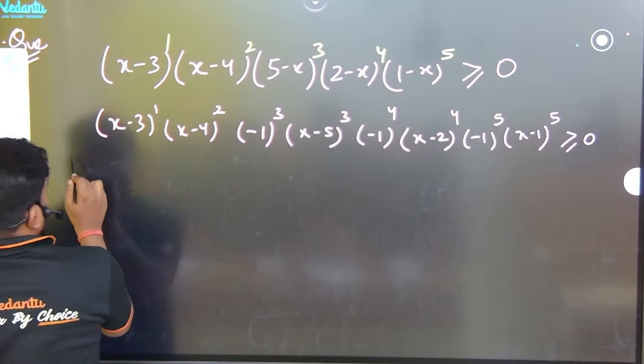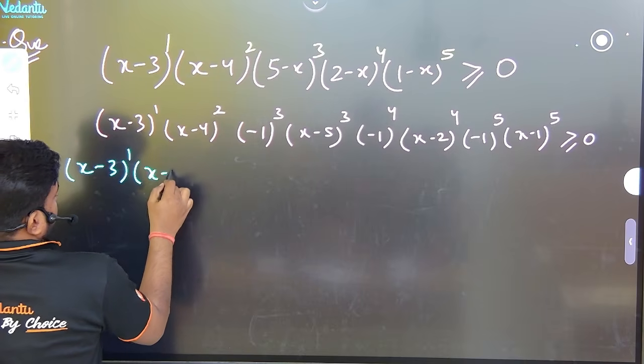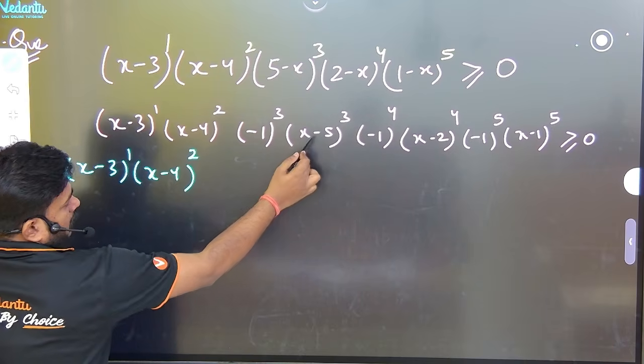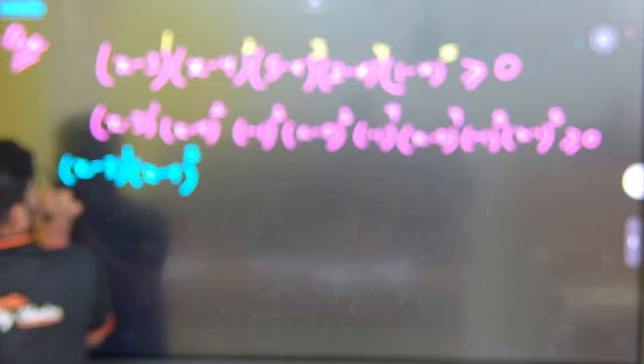Minus 1. Now I'm writing here. This is x minus 3 power 1. This is x minus 4. I need attention on the board, beta. This is minus 1 power 3. Minus 1. Let me write minus 1 here.